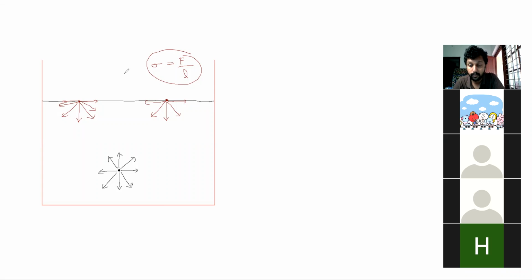Yes, sir. Therefore, you might confuse surface tension as force, but it's not force, it is actually force per unit length. What's the SI unit of surface tension? Is it Newton?